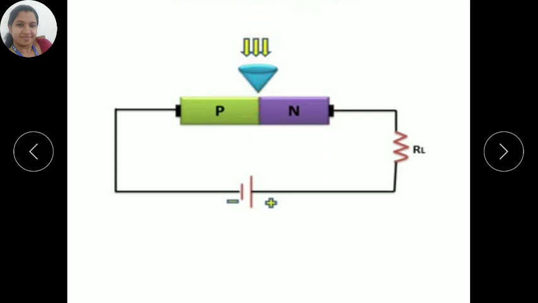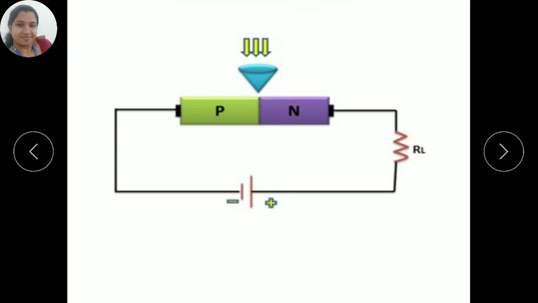So in the junction, we know that there are immobile charges. That means charges with no mobility. When light energy is incident on this, free electrons are generated. When a free electron is released, a hole is generated. So this free electron hole generation occurs.